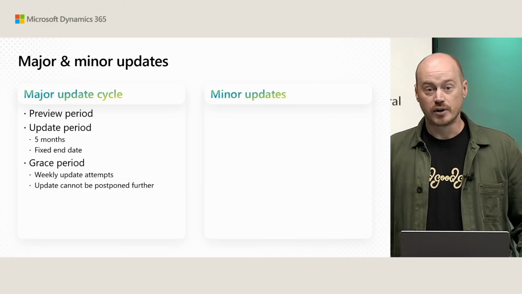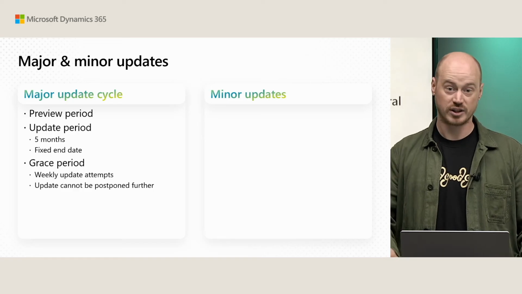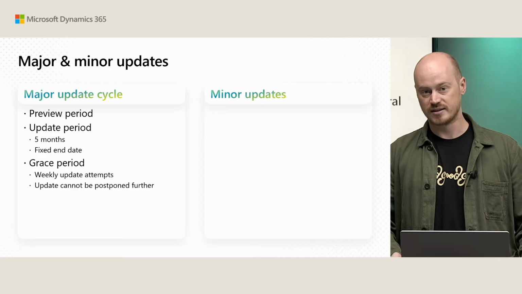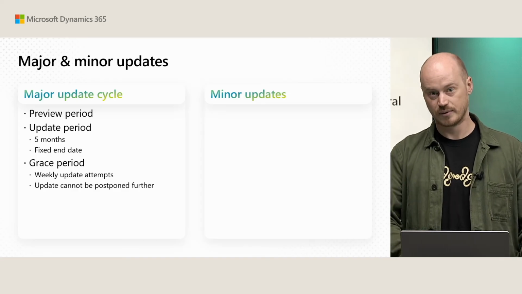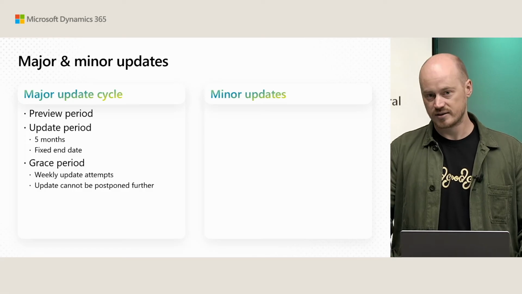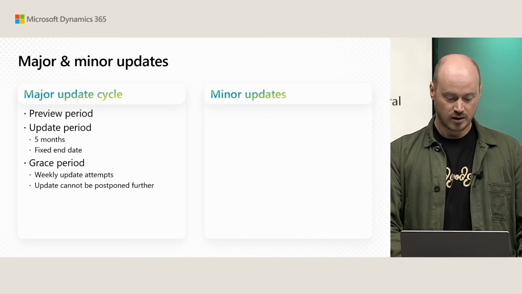After this update period, we now move on into a grace period. This is a 1-month period during which we will attempt the update every week. So it's no longer possible to pick any date. The update will run. If it fails, we will reschedule it to take place 7 days after the original date. If it succeeds, you're out of the grace period and into the update period for the next major version.